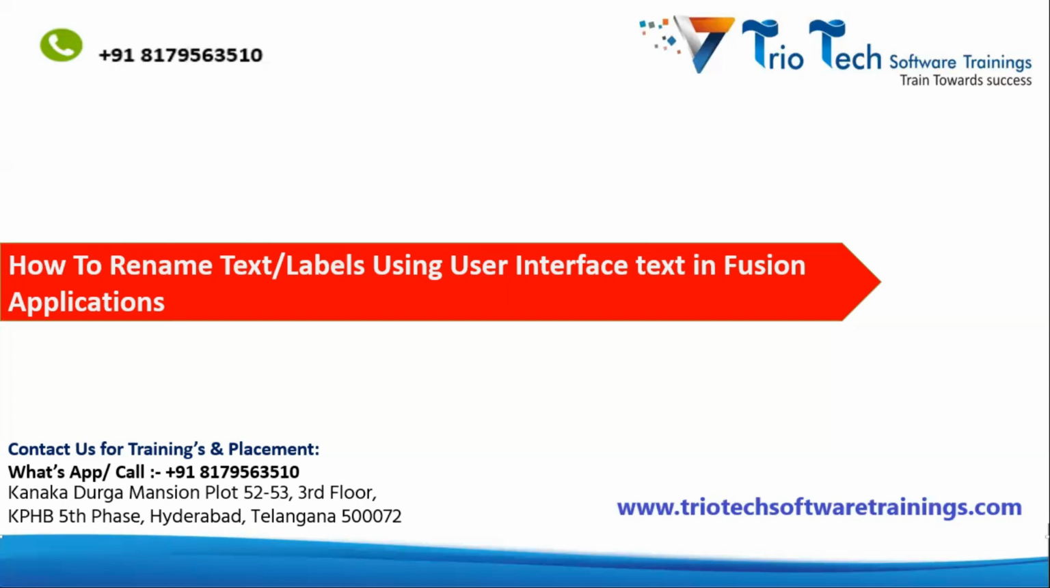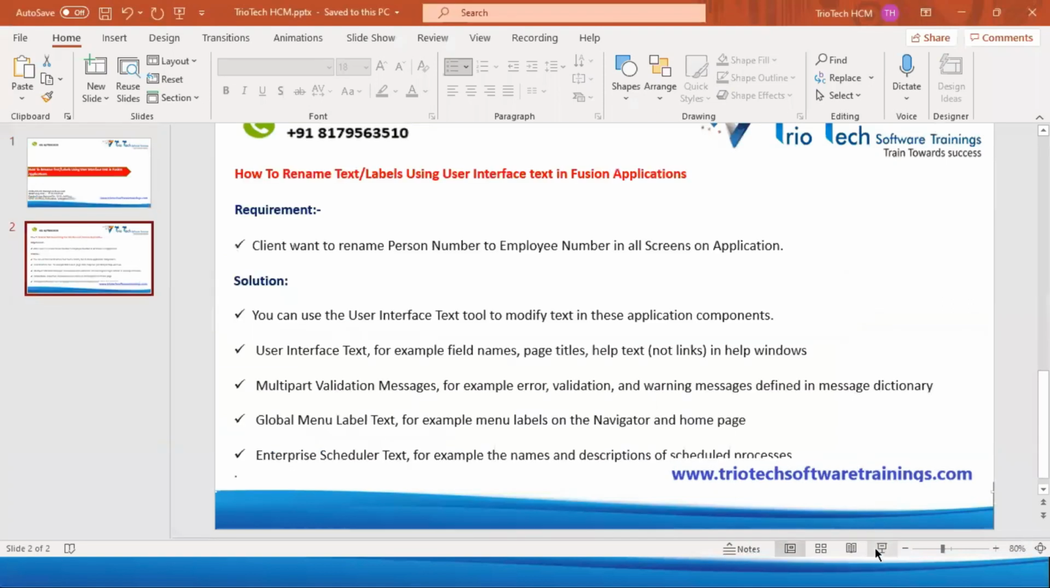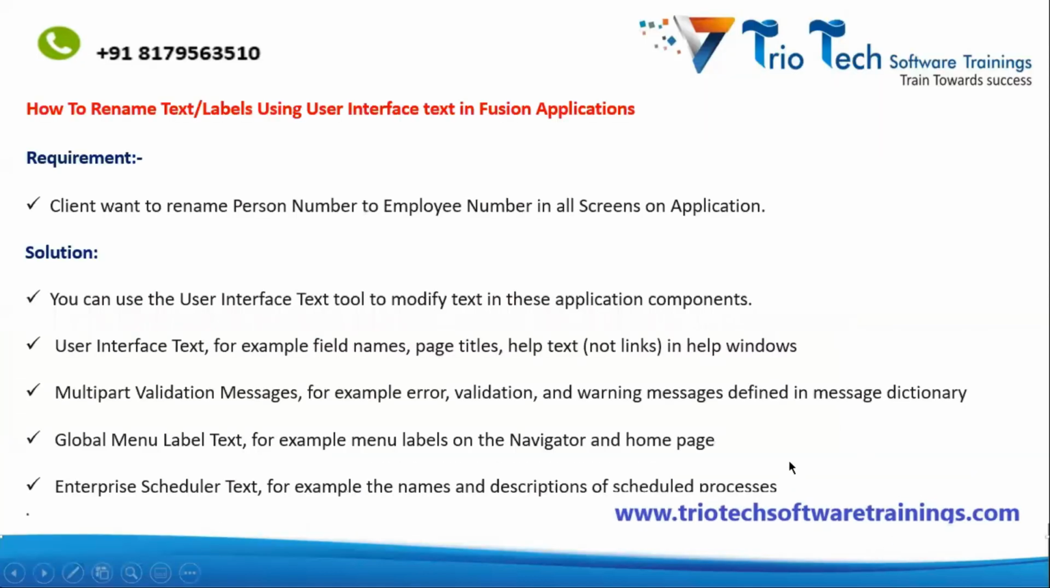If you want to rename anything in the system, any field name or any section name or any functional area name, we can do that by using a component called user interface text. Now I will give one sample requirement of the client. Let's suppose the client came up with a requirement. You can see the requirement here. Client wants to rename person number to employee number in all screens of the application.